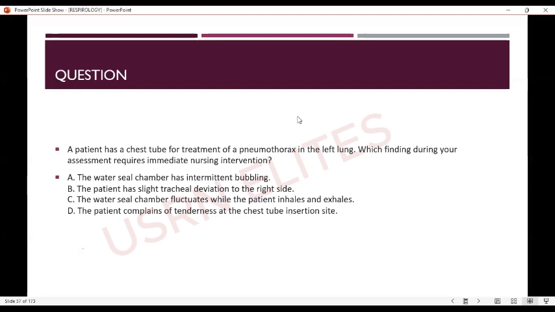Good. So next question. A patient has a chest tube for treatment of pneumothorax in the left lung. Which finding during your assessment requires immediate nursing intervention? A, the water seal chamber has intermittent bubbling. B, the patient has slight tracheal deviation to the right side. C, the water seal chamber fluctuates while the patient inhales and exhales. D, the patient complains of tenderness at the chest tube insertion site. Yes.